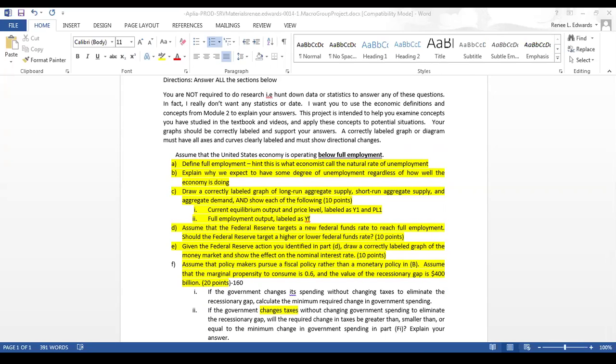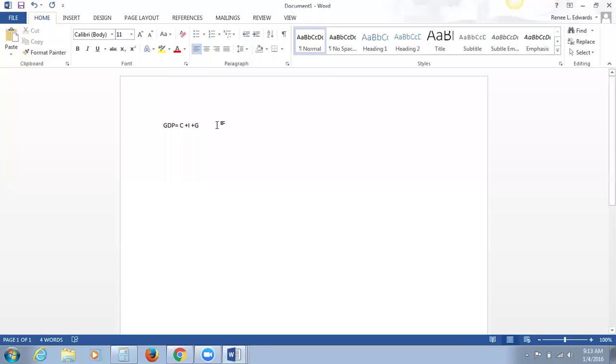gross domestic product is equal to C plus I plus G plus NX. Let me make sure I'm sharing this. This is what we learned before: C plus I plus G plus NX. What people buy, what businesses buy, including residential housing, what government buys, and exports.